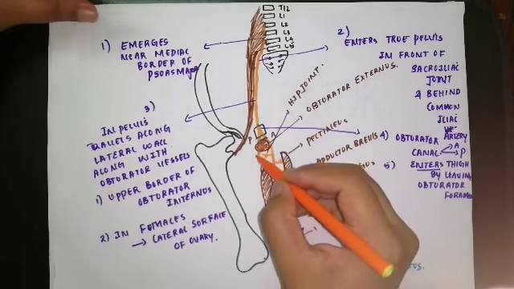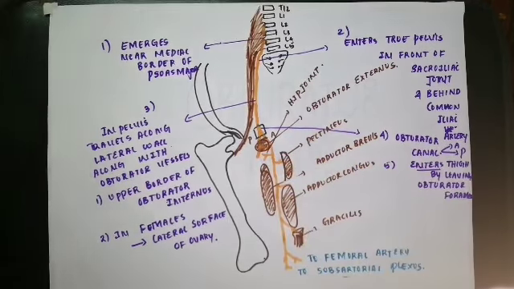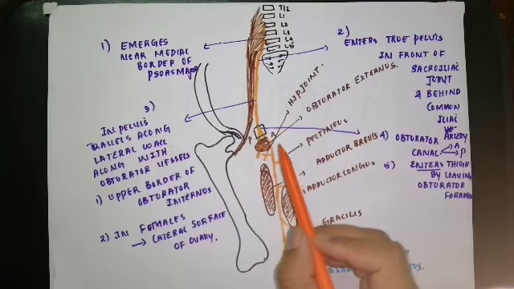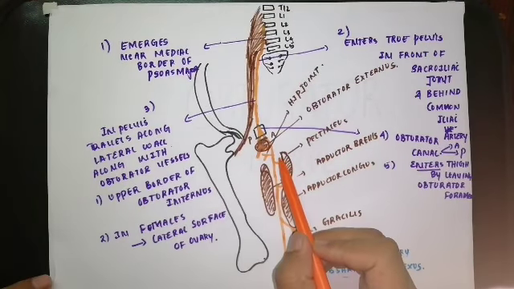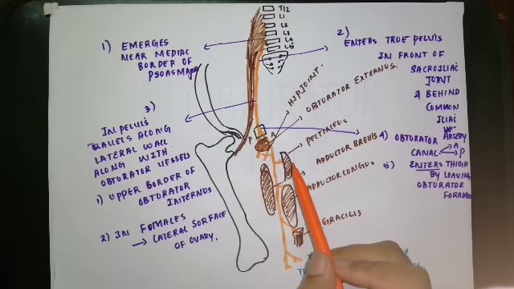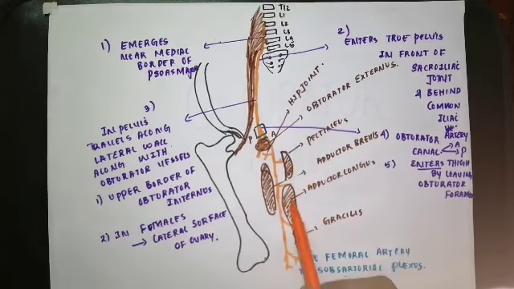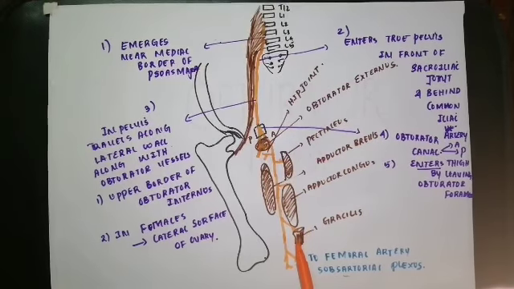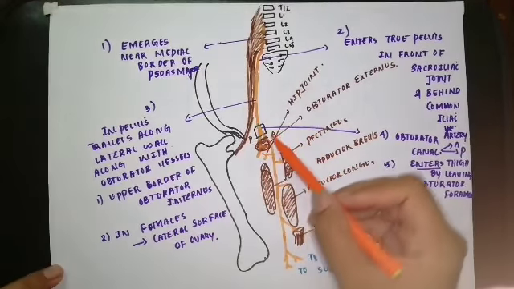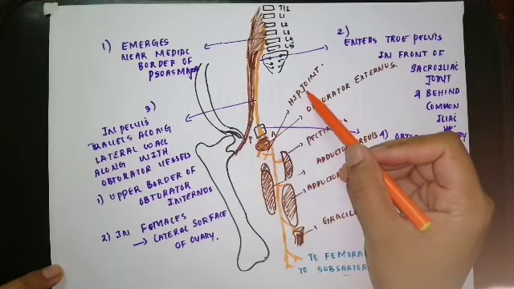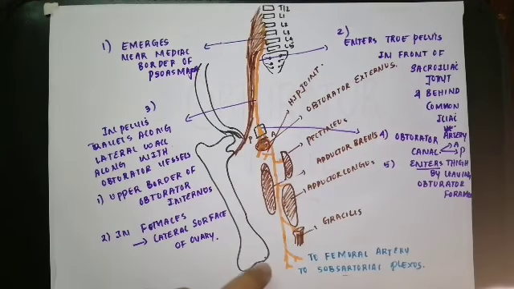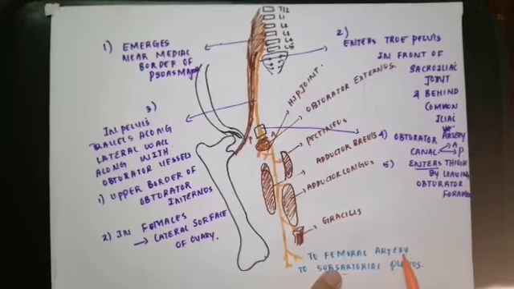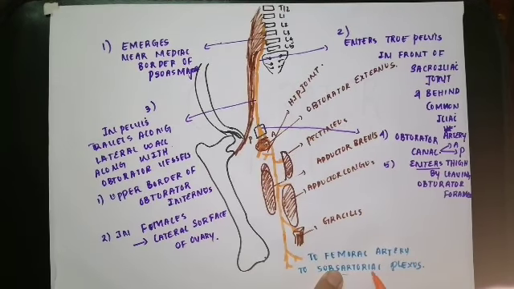Now what happens to the posterior division? So the anterior division is supplying which all muscles? It is supplying the pectineus muscle, that is, posterior fibers of pectineus muscle. It is supplying the adductor longus muscle. It is supplying the gracilis muscle. Besides that, it gives an articular branch to the hip joint, and after entering the subsartorial canal, it gives a vascular branch to the femoral artery, and it contributes to subsartorial plexus of nerves also.